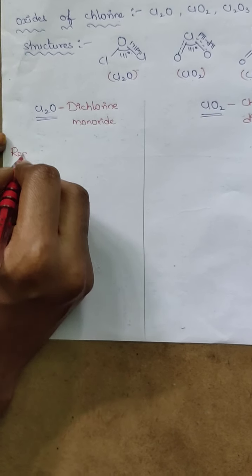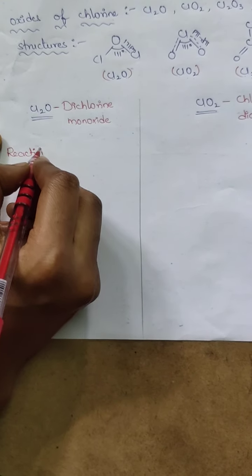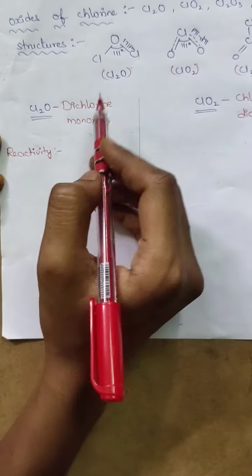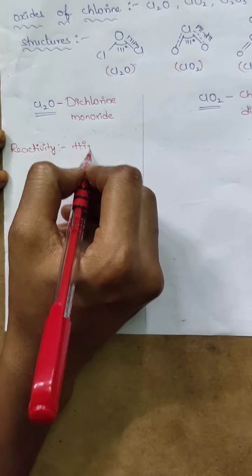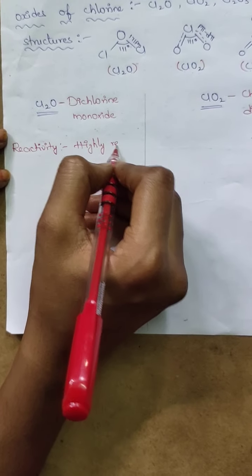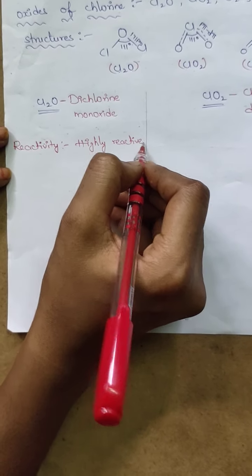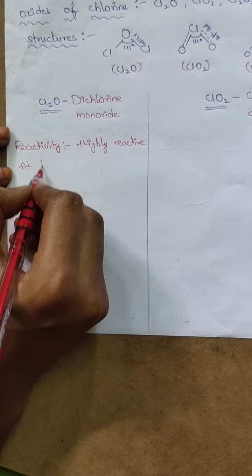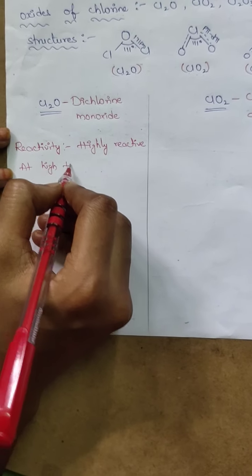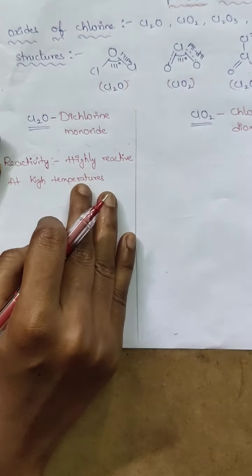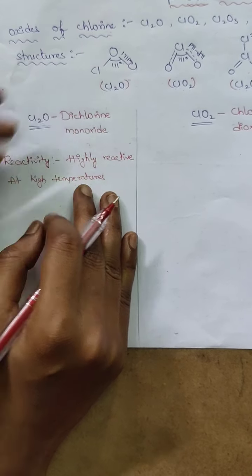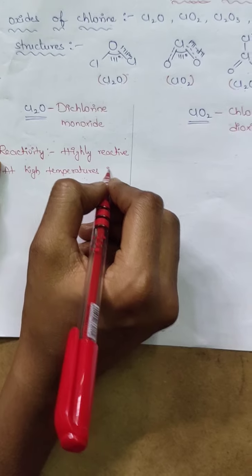Next one, reactivity. Reactivity of dichlorine monoxide. This is highly reactive, and at high temperatures this dichlorine monoxide will explode.